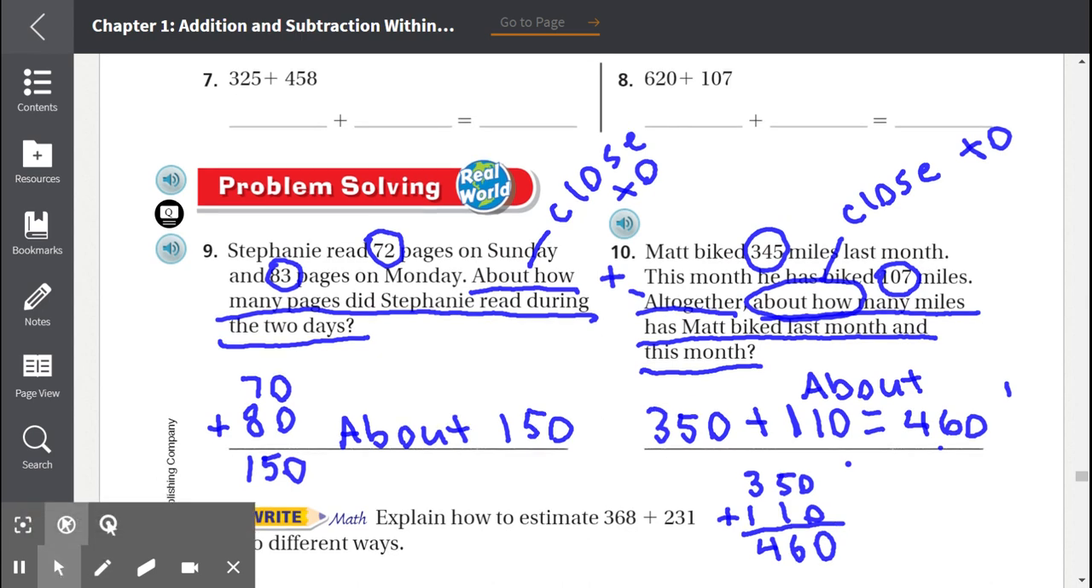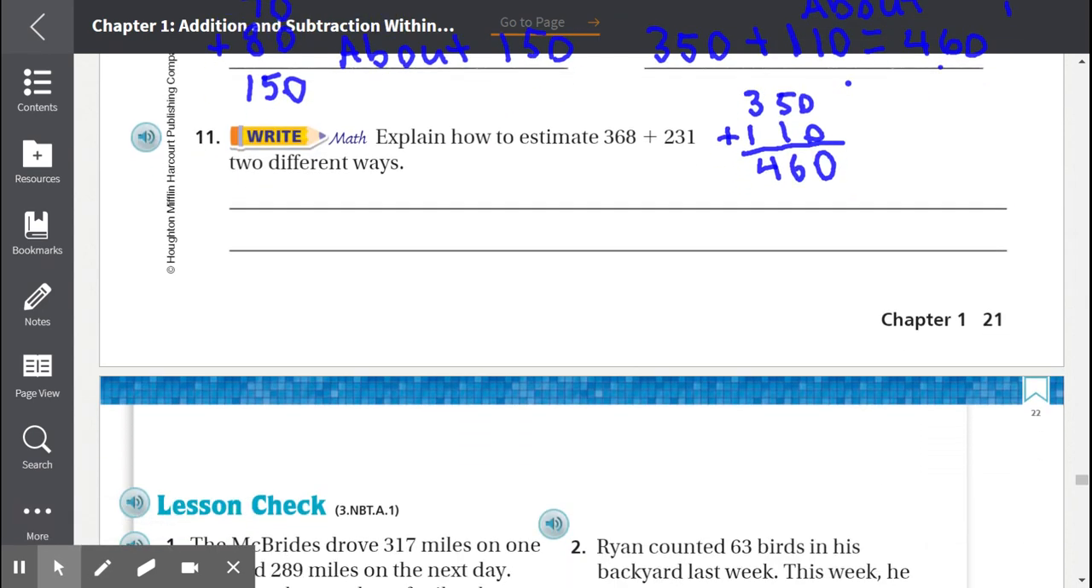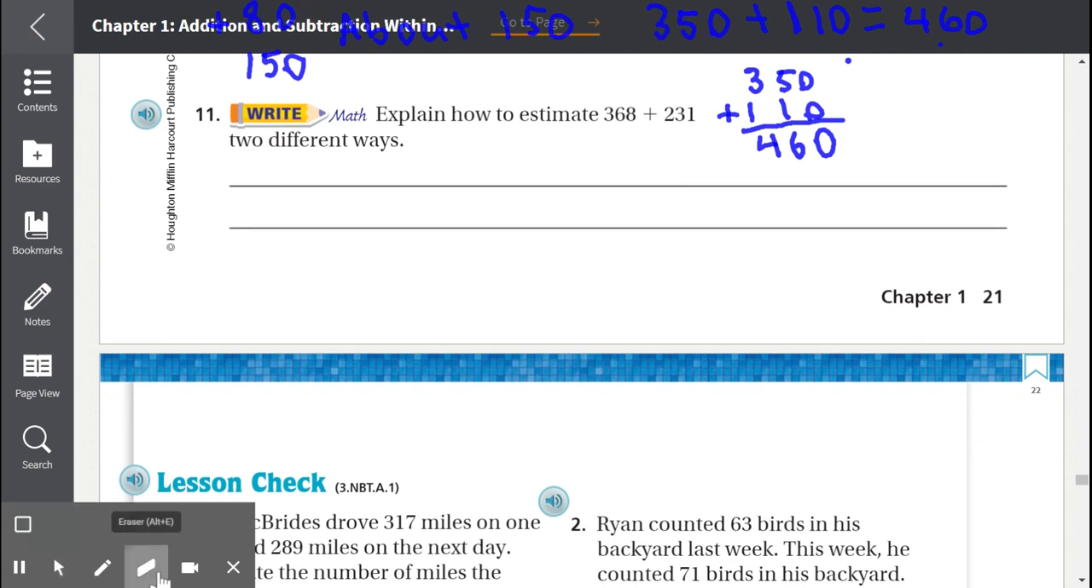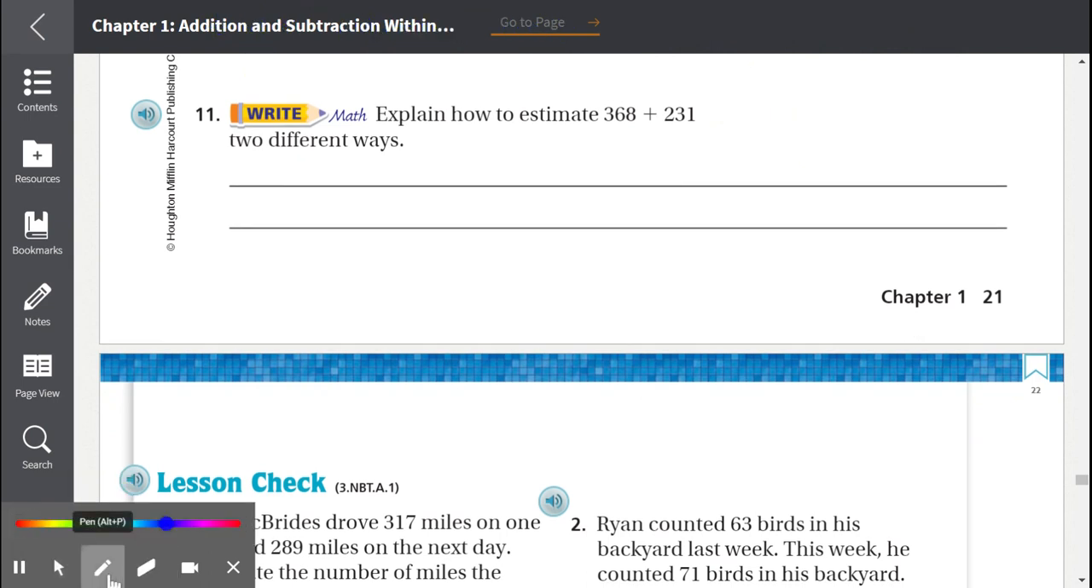Number 11. Explain how to estimate 368 plus 231 in two different ways. So we can round to the nearest 10, we can round to the nearest 100, we can use compatible numbers. Let's round to the nearest tens and to the nearest 100. So let's see, explain how to estimate 368 plus 231.